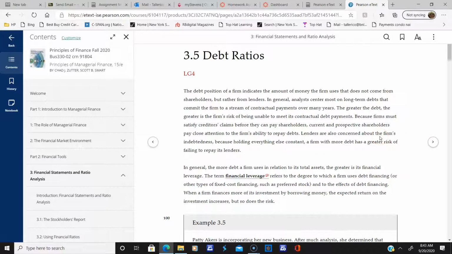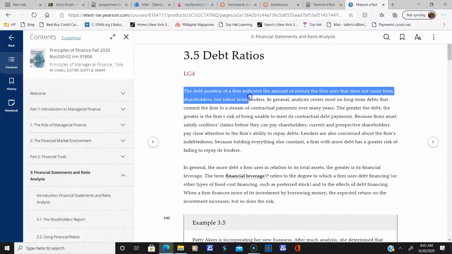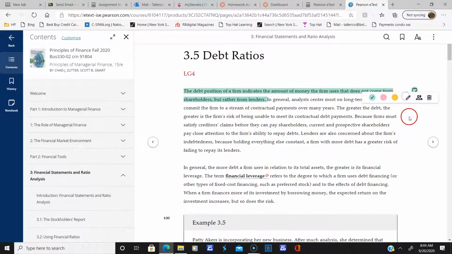All right, my colleagues. So let us go over now what's called debt ratios. And the debt position of a firm indicates the amount of money the firm uses that does not come from shareholders, but rather from other lenders. Let's say bonds, right? Short and long-term bonds, or banks, right? And why don't we make that a nice blue? All right. In general, analysts center most on long-term debt that commit the firm to a stream of contractual interest payments, right? It should be contractual interest payments to the bondholders, right? Over many years. Okay.